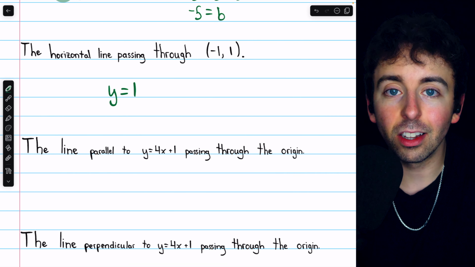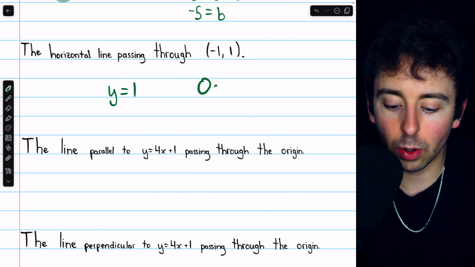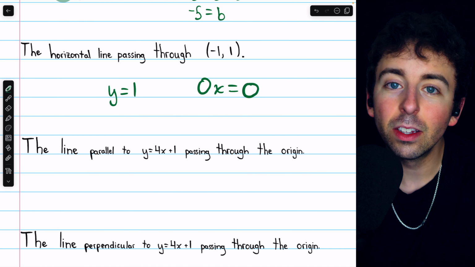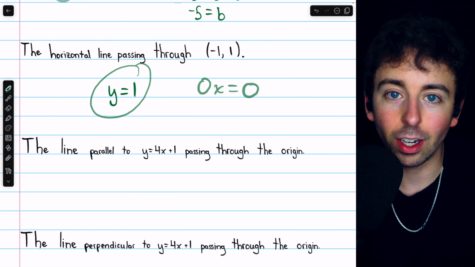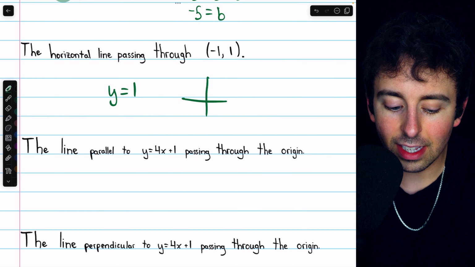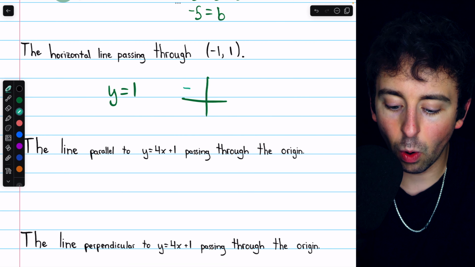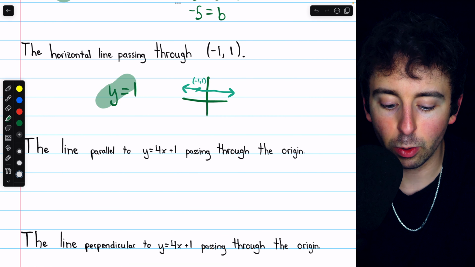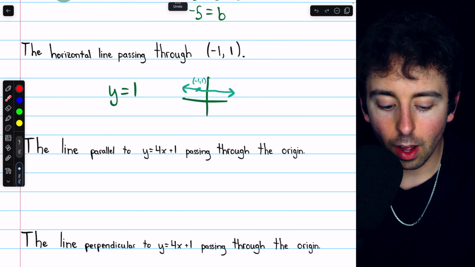In this case, the slope is 0, which is why we don't see that x term, because 0 times x is just 0, so there's no point putting it in the equation. So y equals 1, that's the equation of a line that is horizontal and passes through the point -1, 1. That's a really rough sketch, but hopefully it helps. So that's our equation, y equals 1. On to the next one.